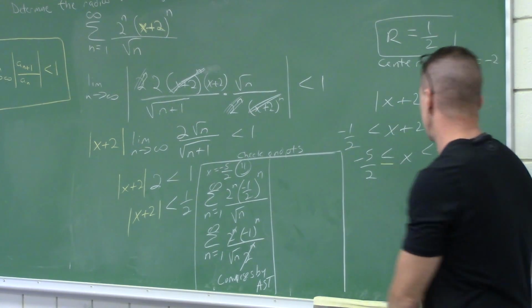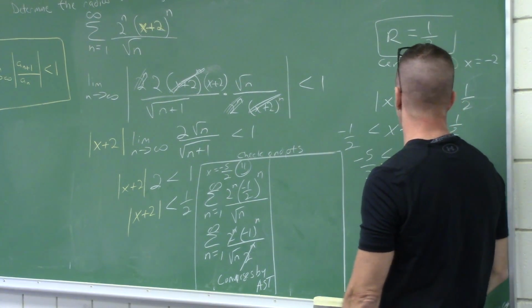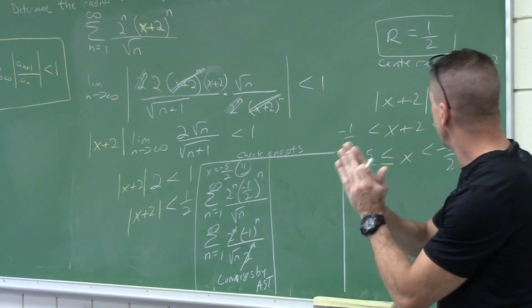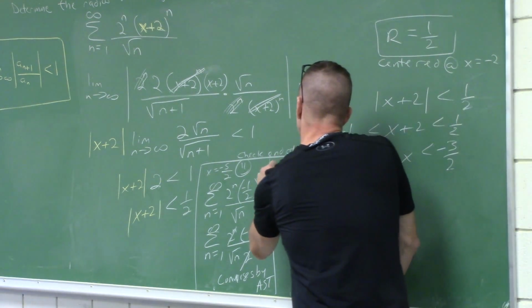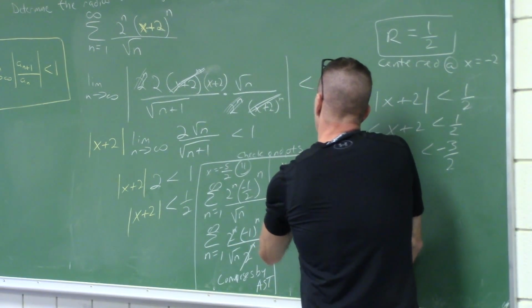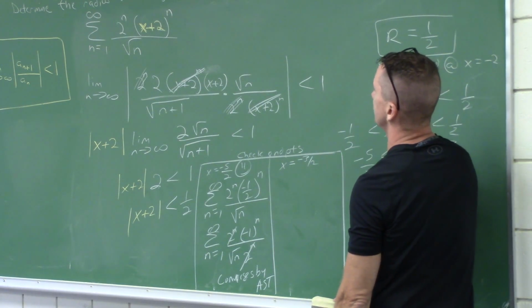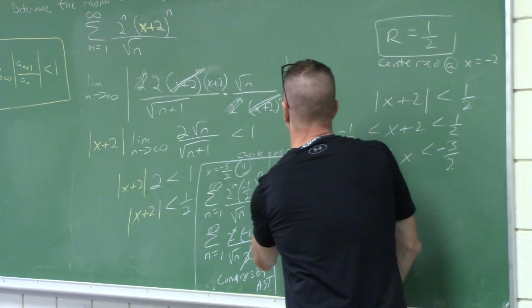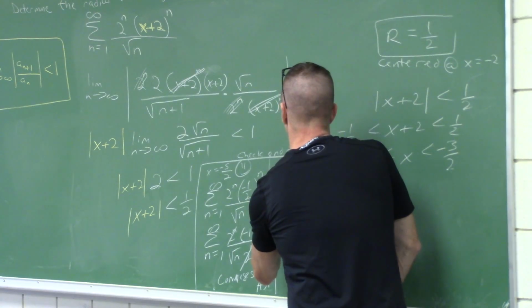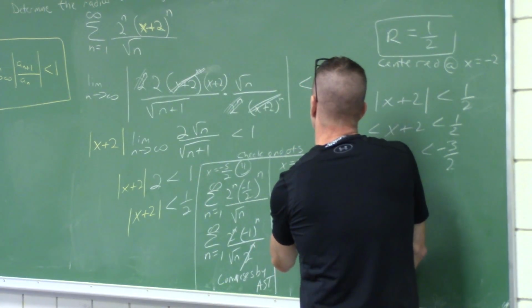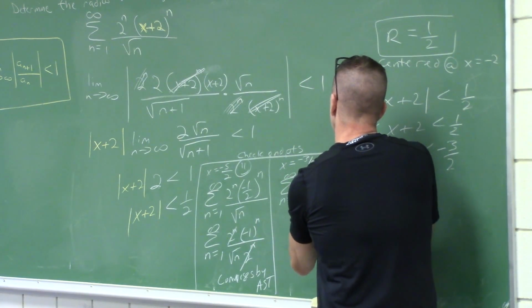Cool. What's the other endpoint? I don't know if I can get both of them though. Maybe. Let's try the other one. What is it? I don't know if we're going to be so lucky. What if you put a -3/2 in there? Oh boy. I don't think that's going to be so nice then. 1/2 to the n? Yep.